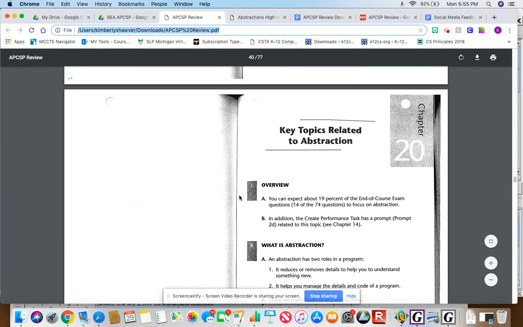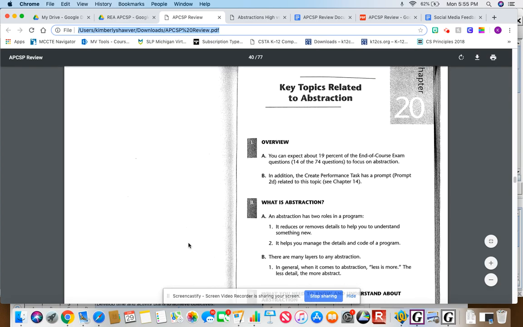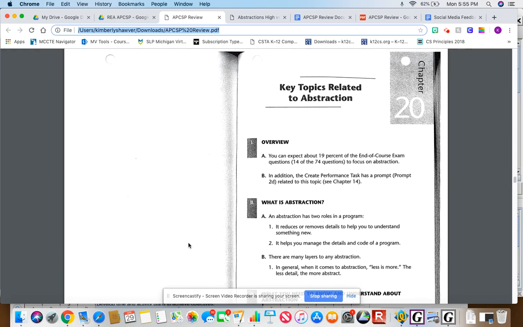Okay, so I'm going to go through chapter 20 on abstractions. Now, we talked about abstractions all throughout the course. We talked about abstraction when we were learning about the internet and how the layers of the internet are an abstraction. We also talked about how number systems are an abstraction. And then when we started to program, when we learned how to make functions and procedures, we said that those were abstractions too. So we have seen them all throughout the course.